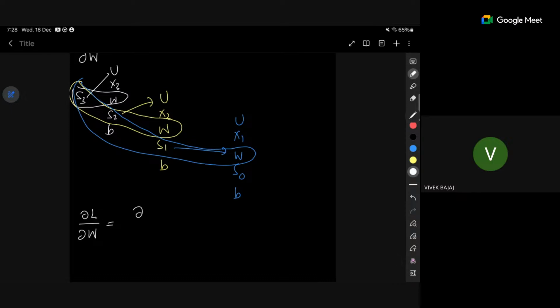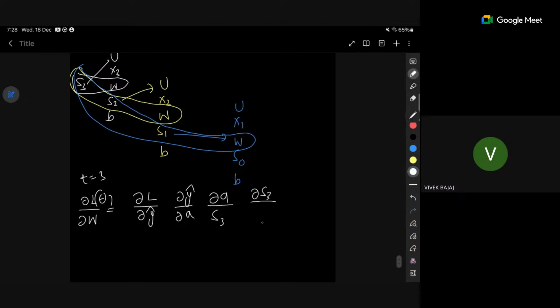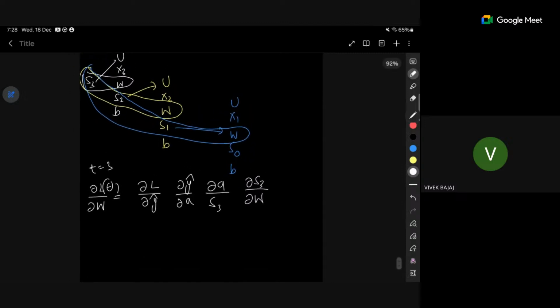I have to do it with L theta. So first I would have done it with y hat, whatever you call A. Then A has this ST. So now A by S3. Actually it's L3, since currently I'm talking about T equal to 3, so this is going for 3. Then S3 has this W.